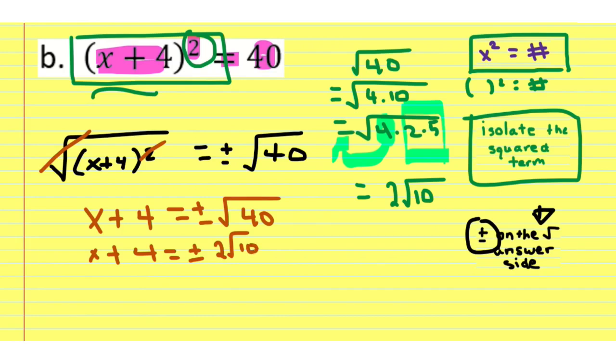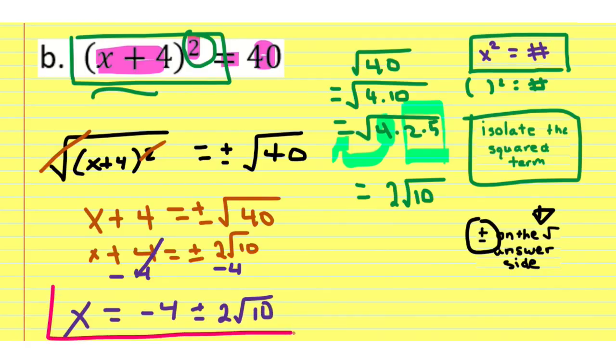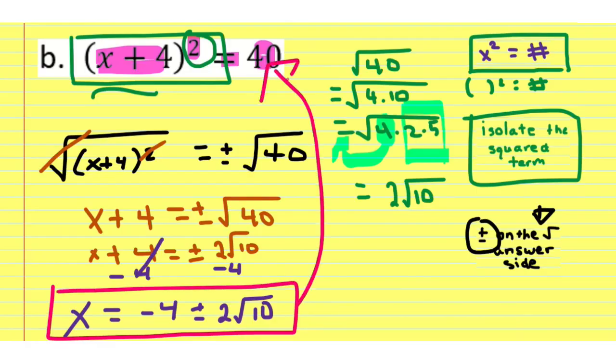Okay, now using our order of operations, we are going to subtract 4 from both sides, minus 4. Those will cancel out. So x is equal to negative 4 plus or minus 2 radical 10. So that gives me two solutions to my original quadratic. So this is the answer to the original quadratic that we started out with.